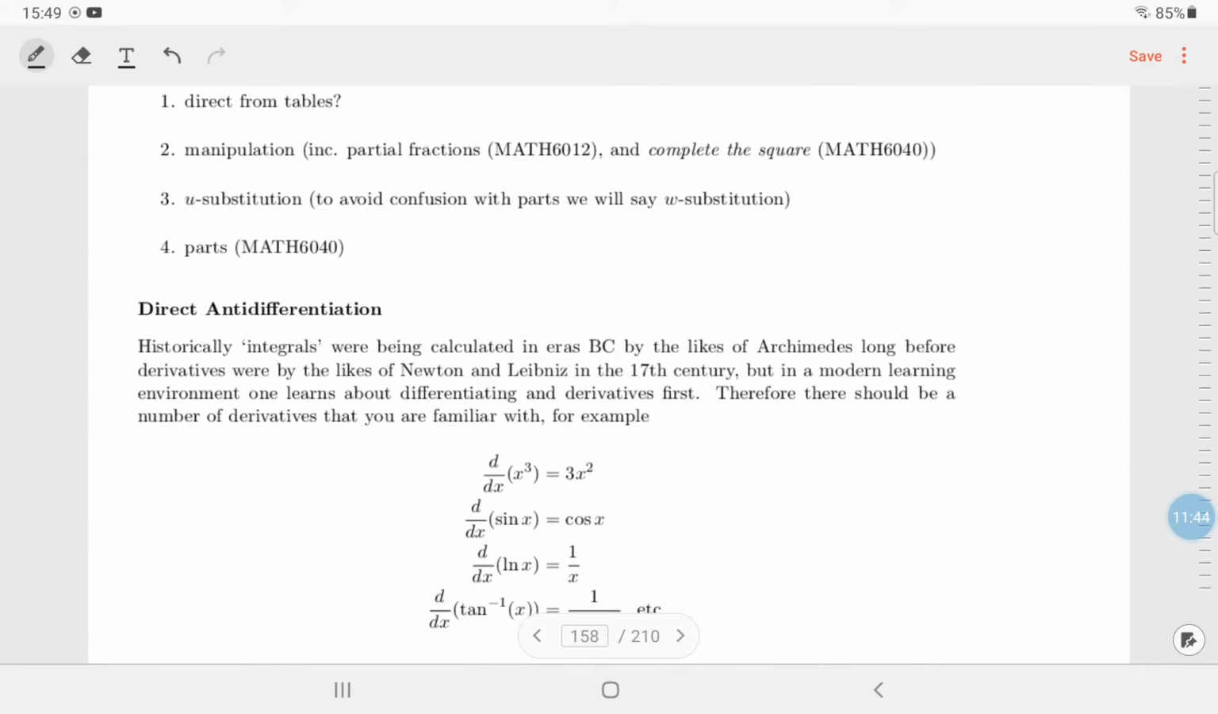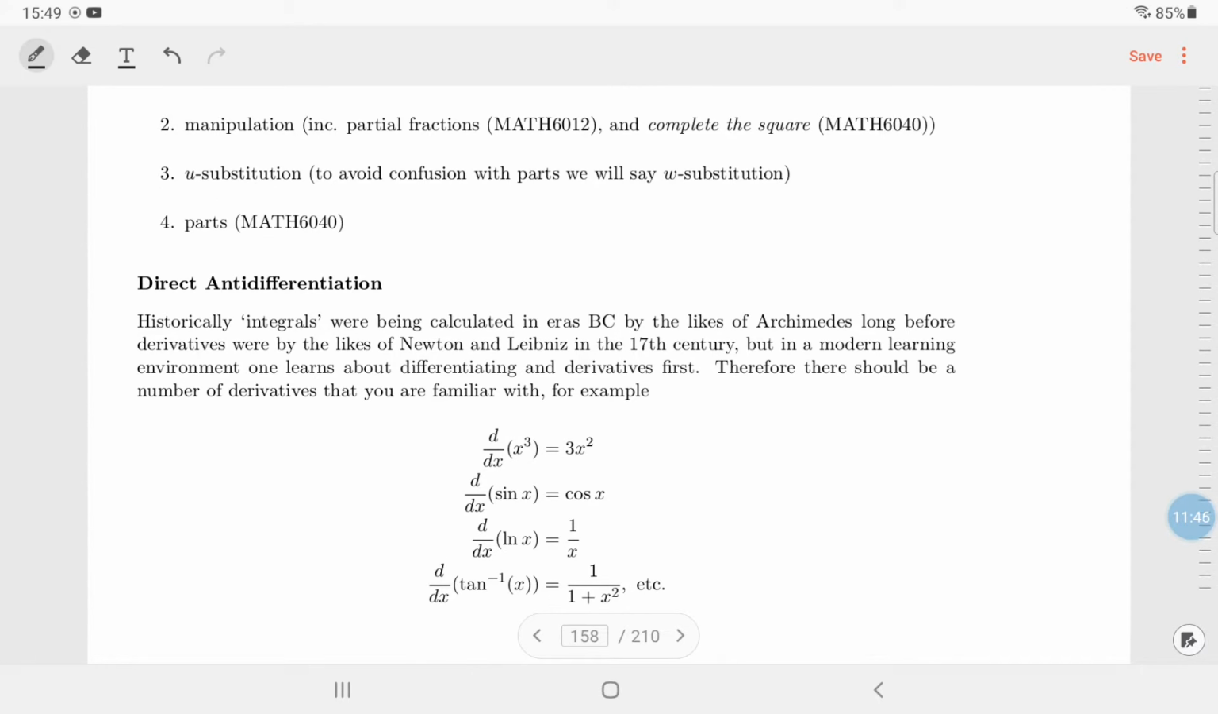Okay. So historically, integrals were calculated long before anti-differentiation was even a thing. Basically, what I'm saying here is that you've done some differentiation. So if you run differentiation tables backwards, you get antiderivatives. So the antiderivative of 3x squared is x cubed, antiderivative of cos x is sine x, antiderivative of 1 over x is log x, etc. So they're considered easy.